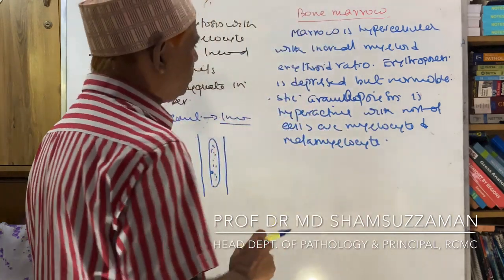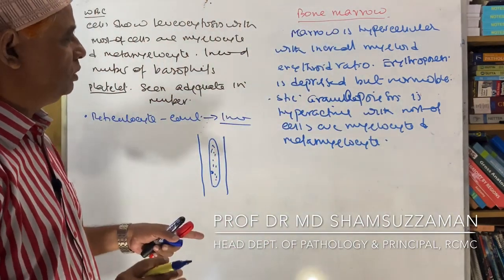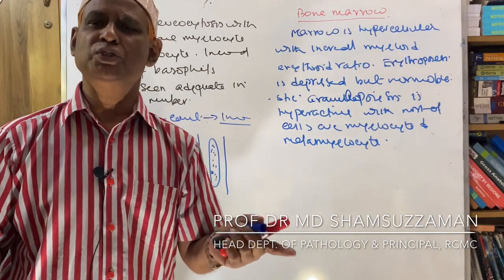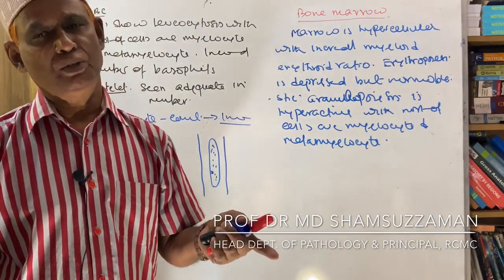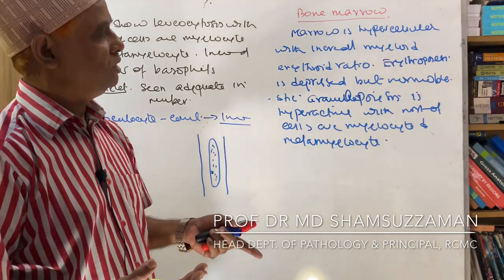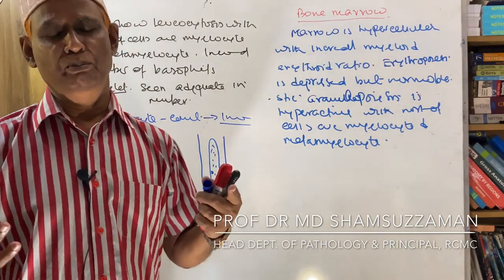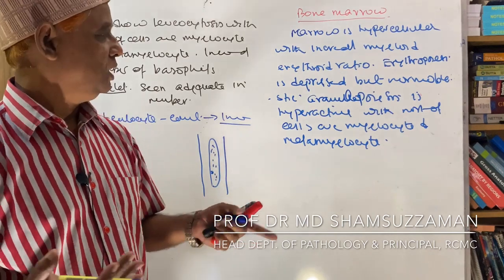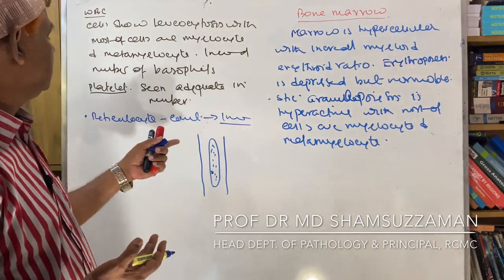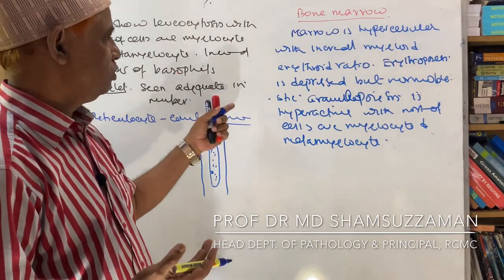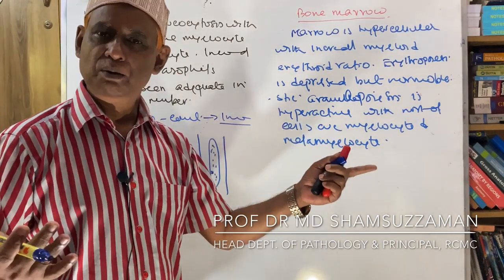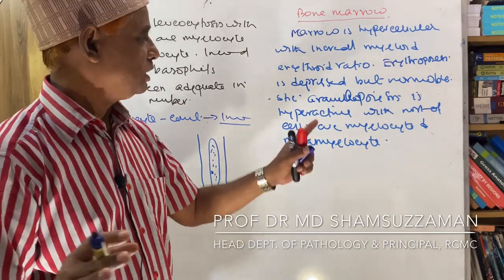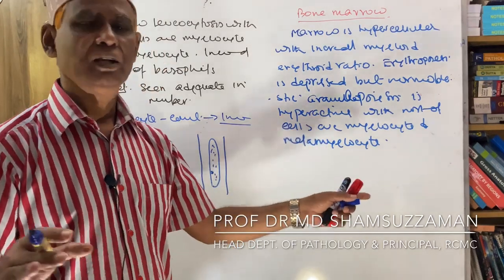Dear audience, you know in normal bone marrow granulopoiesis is active with all stages of maturation: there is myeloblast, proportionately promyelocyte, proportionately metamyelocyte, myelocyte, etc. But as it is a blood cancer, chronic granulocytic leukemia, granulopoiesis is hyperactive and there is no proportionate maturation at all stages, but most of the cells are myelocyte and metamyelocyte.